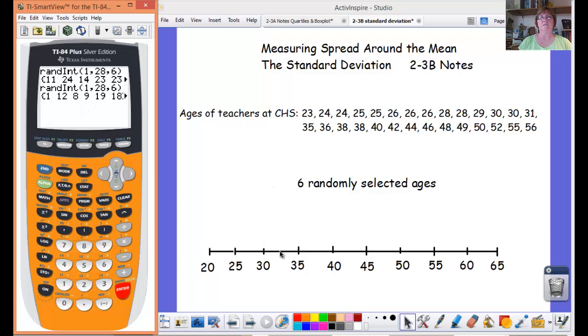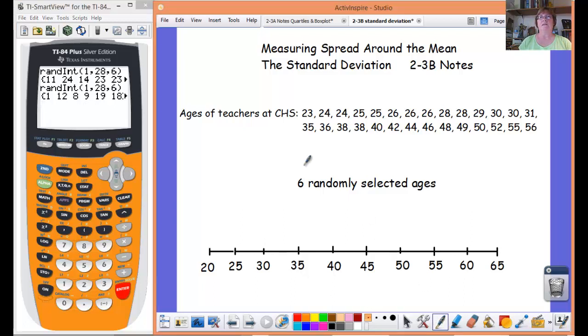We've got the first teacher, who is 23. I'm going to write them and graph them. So I selected this one. The 12th teacher, well, let's see, I got 8 and 9 too. Here are the 6 that I selected, at least their ages. And let's take a second and graph those ages. So we have a 23, a 26, a 28, a 30, a 38, a 40, and that's it.